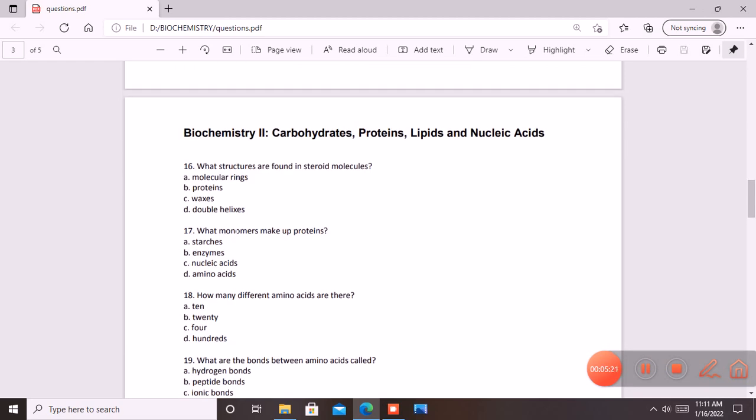What structures are found in steroid molecules? So steroids are mostly made of cholesterol, and cholesterol is made of aromatic rings, that is benzene rings. So the molecular rings are the structures found in steroid molecules. Question 16, the answer is A.